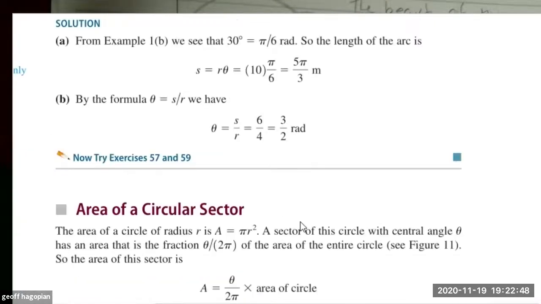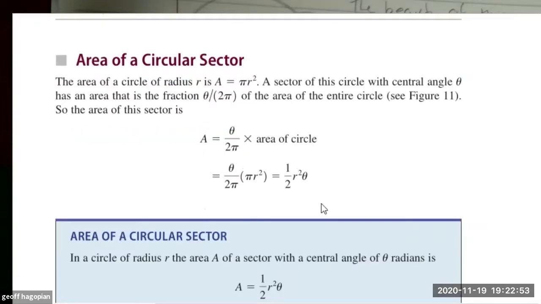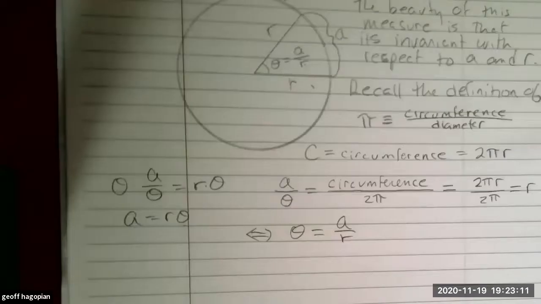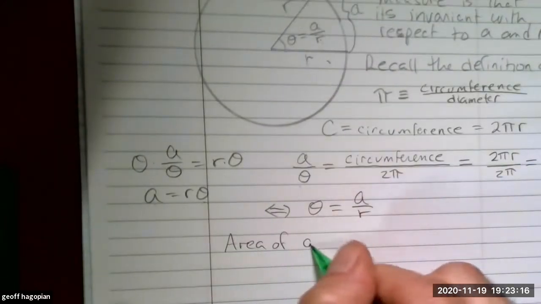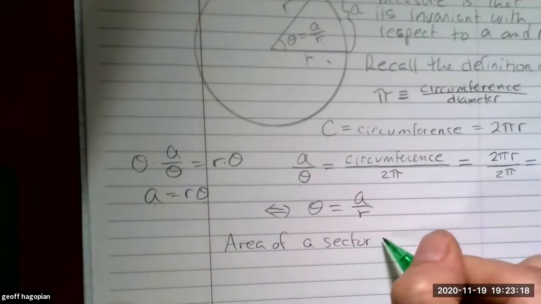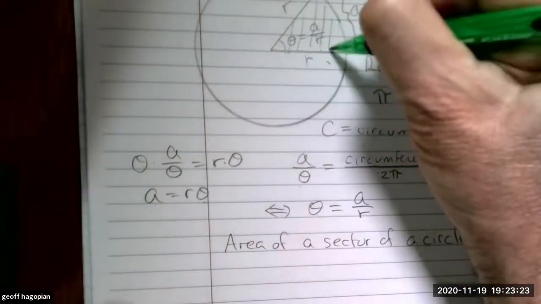Okay, so the area of a circular sector, okay, so this is a very similar kind of thing. We say that the area is proportional to the central angle, right? So the area of a sector, let me write this out on our paper here, okay? The area of a sector of a circle. And what is a sector of a circle? That's like this thing here is a sector, right?